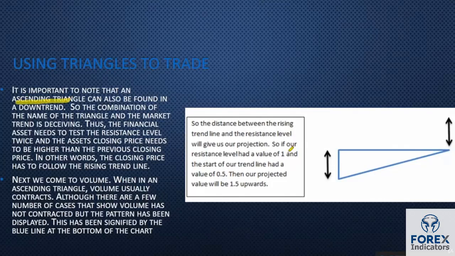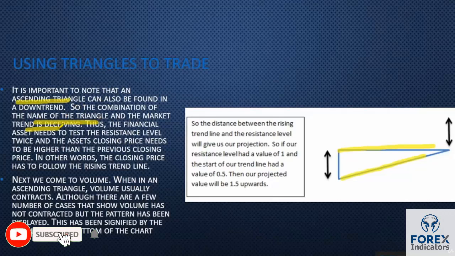Okay, in an ascending triangle, the trend is deceiving. The financial asset needs to test the resistance line. When price bounces up to this resistance line, it bounces off of it at least twice. Okay. And the closing price needs to be higher than the previous close. So not only does it need to bounce up and test the resistance line, it needs to close higher in the next time frame than it did in the previous time frame. In other words, the closing price has to follow the rising trend.